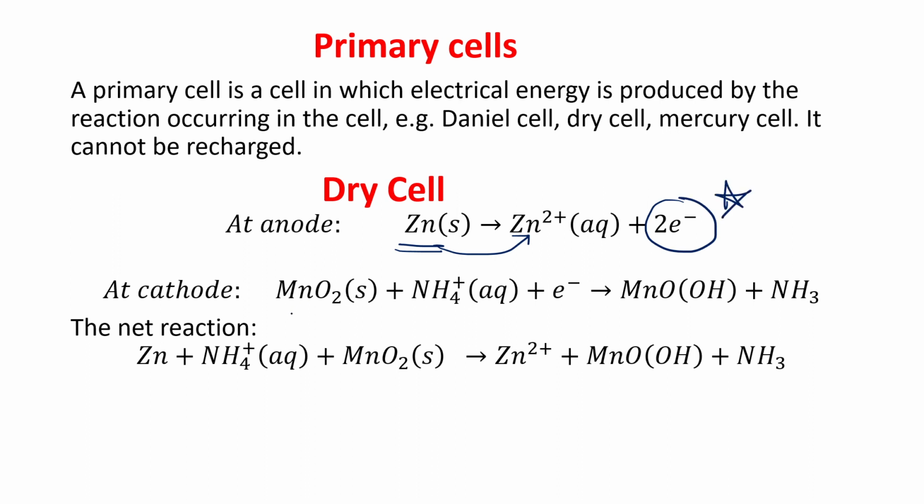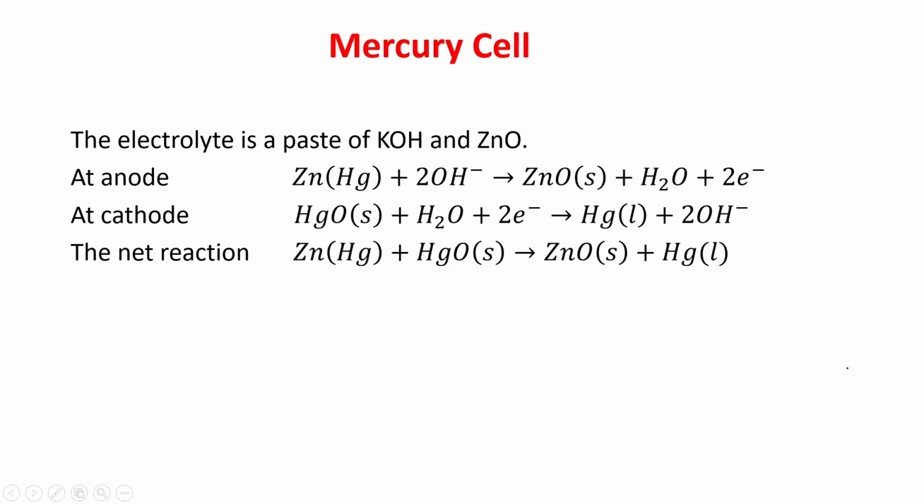And in the cathode we have manganese oxide along with the ammonium ions. Those manganese oxide and ammonium ions undergo reduction and convert into manganese oxohydroxide along with the ammonia. The net reaction is zinc with ammonium ions in the presence of manganese oxide is converted into zinc ions, manganese oxohydroxide along with the release of ammonia gas.